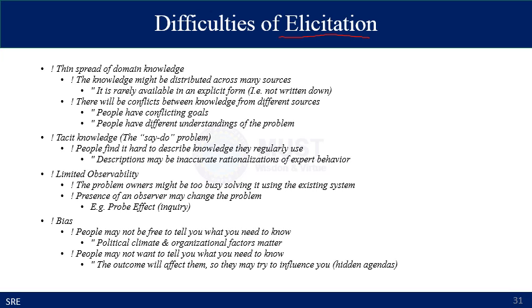And there is some tacit or implied knowledge. For example, people find it hard to describe the knowledge they regularly use. You do a regular activity which is so normal to you, and you think in your mind that the other person will understand that it is a normal way of doing a job. So this can be a problem for requirement specifications, and descriptions may be inaccurate rationalization of expected expert behavior.